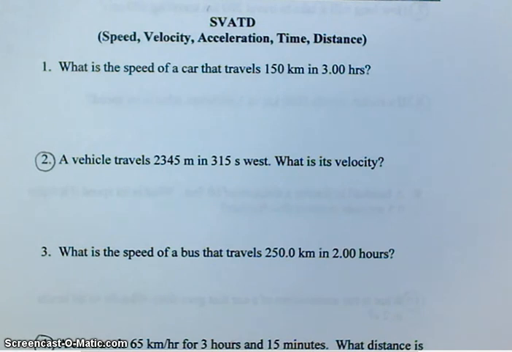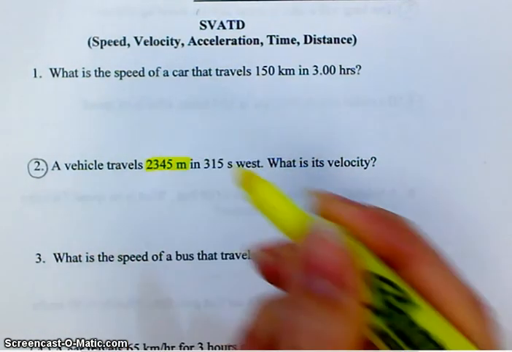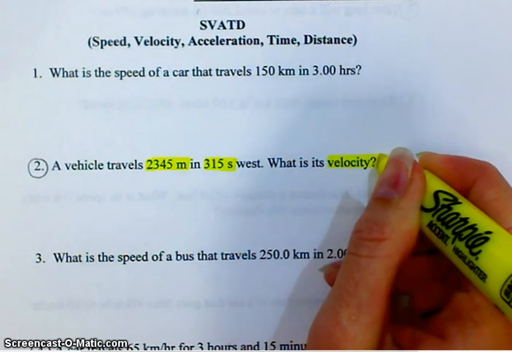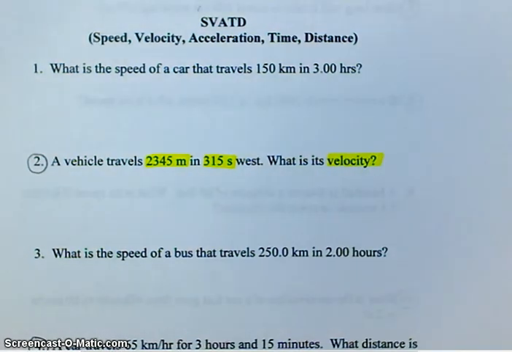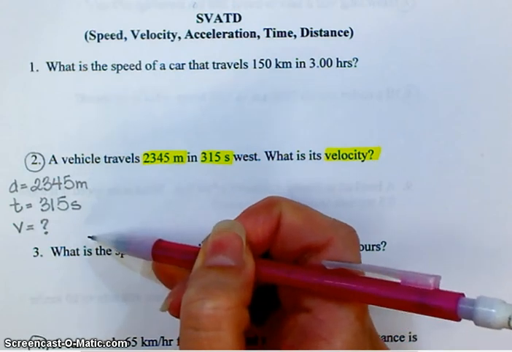What is its velocity? The first thing I want you to do, everybody do it with me, is highlight the important information. All right, so not only are you going to highlight what's important, you're also going to list it out to the side. And yes, you do have to do this.